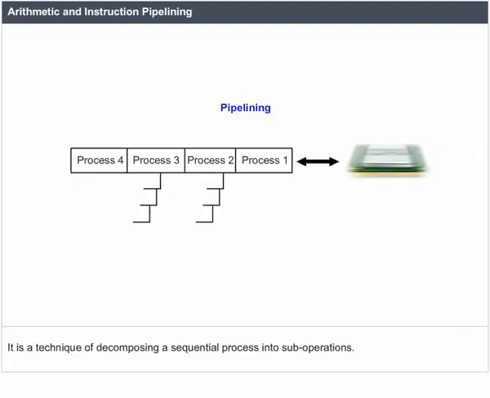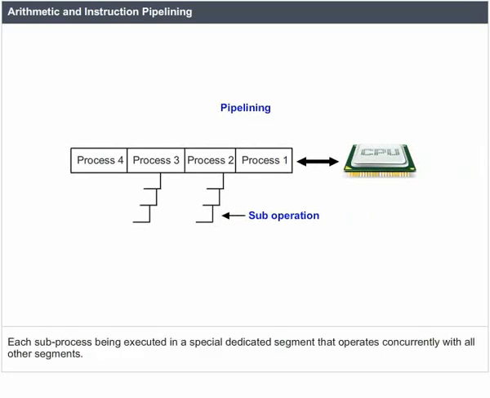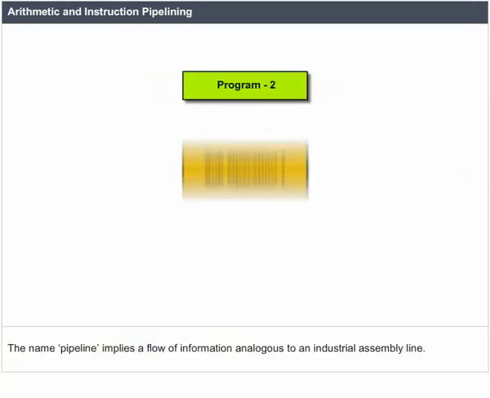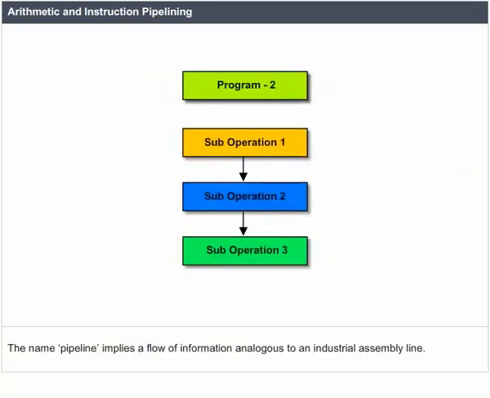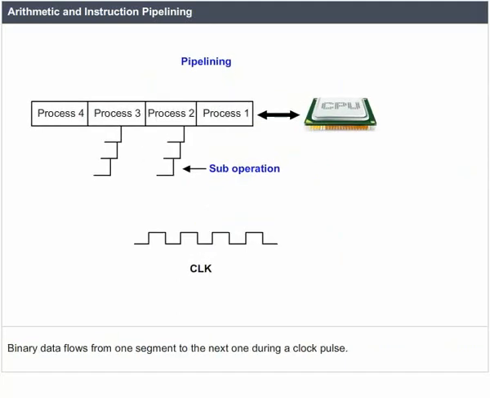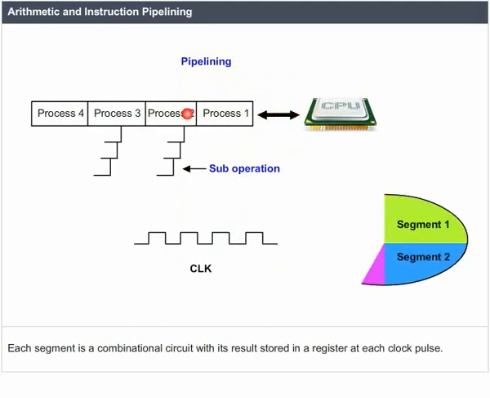Arithmetic and instruction pipelining. It is a technique of decomposing a sequential process into sub-operations, each sub-process being executed in a special dedicated segment that operates concurrently with all other segments. The name pipeline implies a flow of information analogous to an industrial assembly line. Binary data flows from one segment to the next one during a clock pulse. Each segment is a combinational circuit with its results stored in a register at each clock pulse.